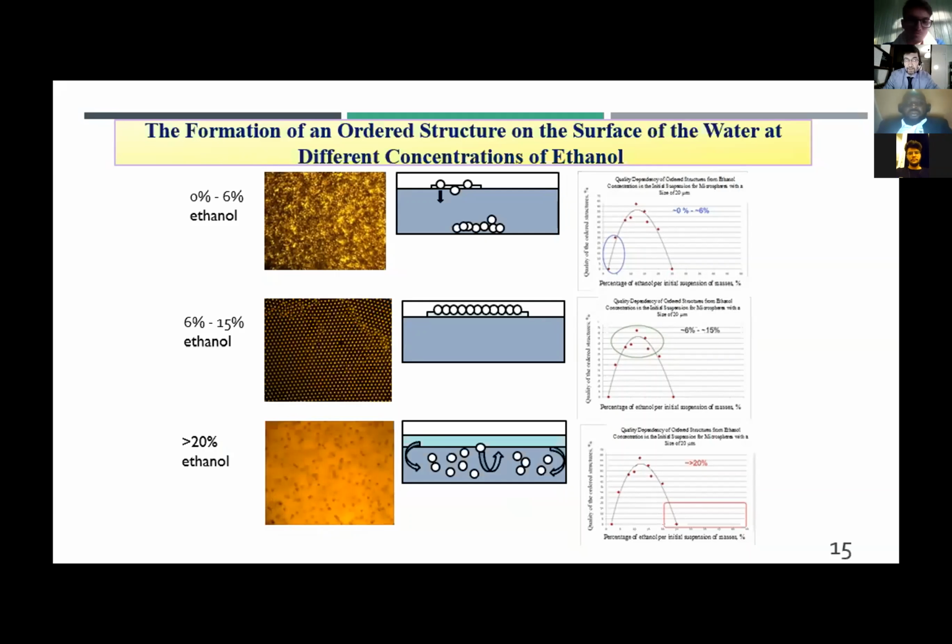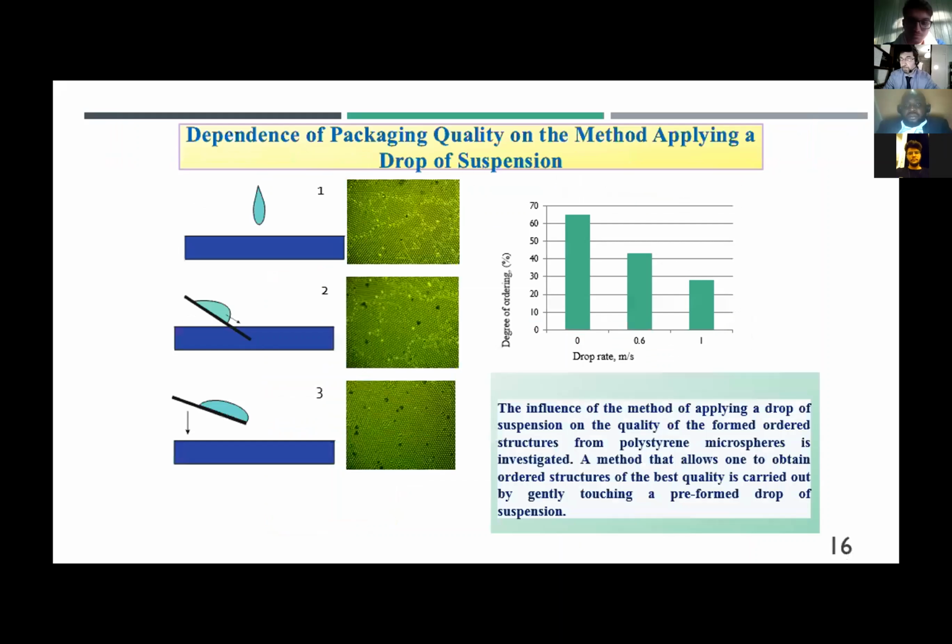An important role here is played by horizontal capillary forces between microspheres. The material of the microspheres, polystyrene, is hydrophobic, and attractive forces arise between the microspheres on the surface. To obtain a stable system, the occupied surface area of microspheres tends to a minimum, and microspheres tend to occupy the most dense configuration. Here we can see the dependence of packaging quality on the angle of applying the water-ethanol drop or suspension on the surface of water.